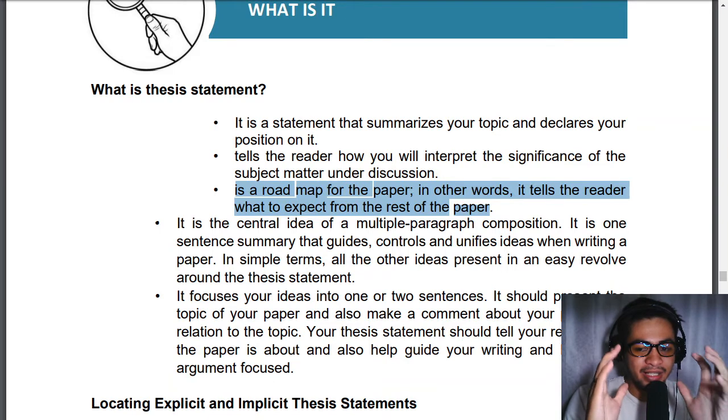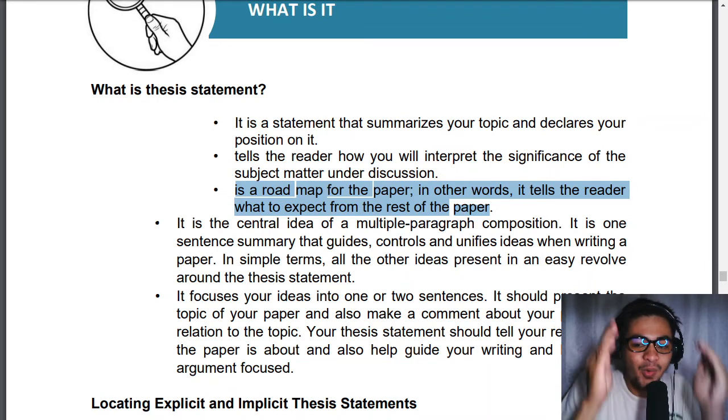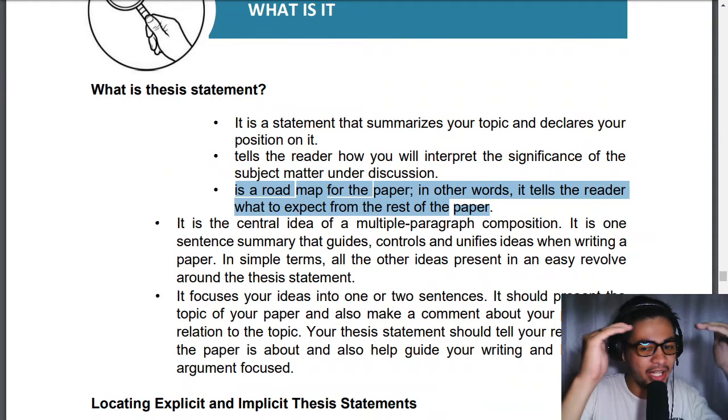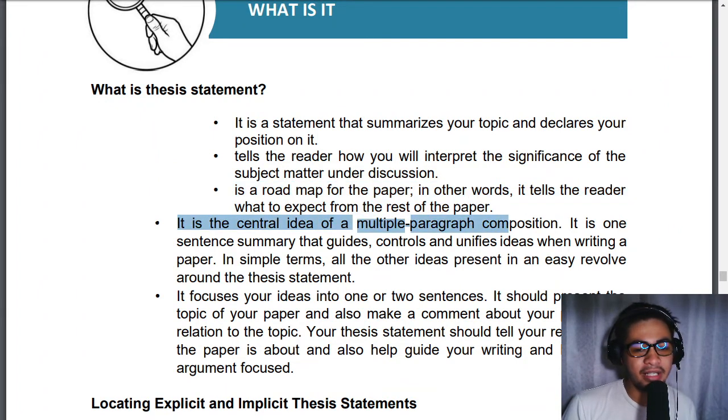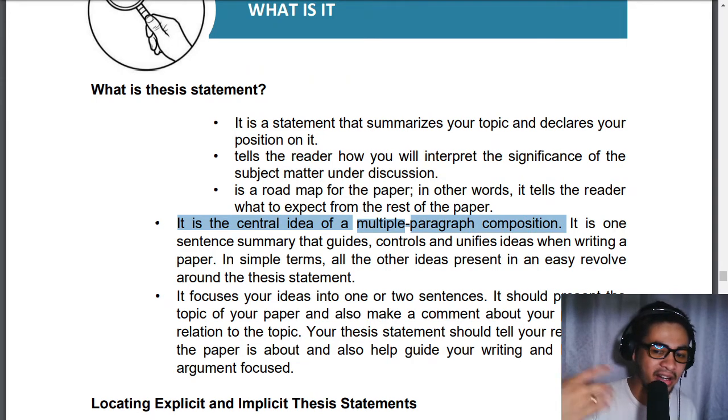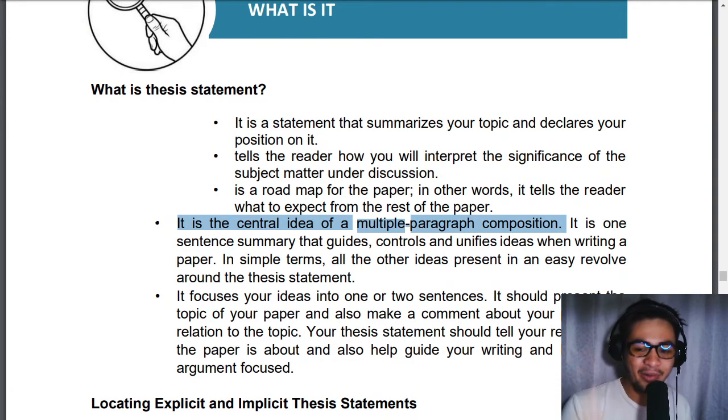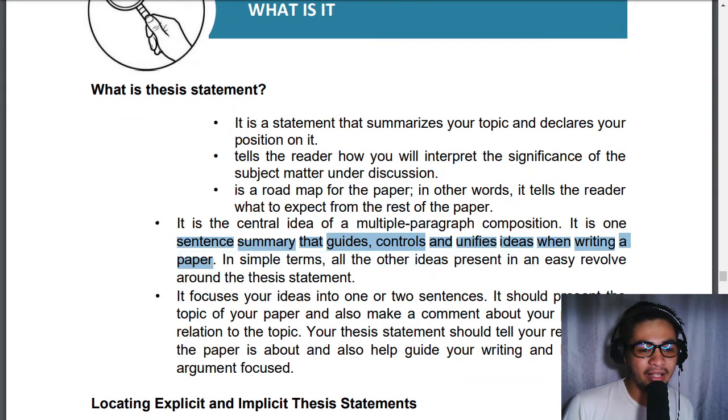If you read the thesis statement and dili ka moangay, it's up to you to continue or not, because you already know what's inside. Unsay sulod sa iyang essay, sa iyang story or whatsoever, kabalo na ka because nabasa na nimo, makita man na siya sa thesis statement. So, the thesis statement is the central idea of a multi-paragraph composition. It is a one-sentence summary that guides, controls, and unifies ideas when writing a paper.